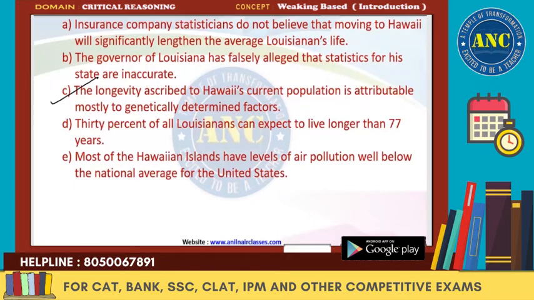Most of the Hawaiian Islands have levels of air pollution well below the national average for the United States, suggesting that Hawaii's environment is in one respect particularly healthy. This option in fact supports the conclusion, and option C is the one that weakens the conclusion.